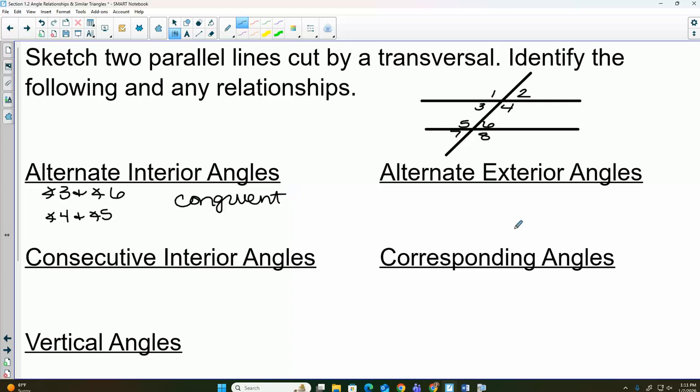All right, alternate exteriors. So alternate is still opposite sides, exterior means they are outside. So that would be 1 and 8. The other would be 2 and 7. Okay, if these interior angles are equal, what's going to be true about the outside ones? They are also equal or congruent.